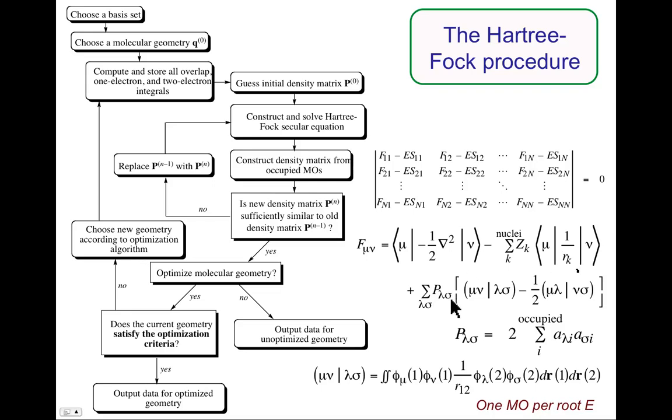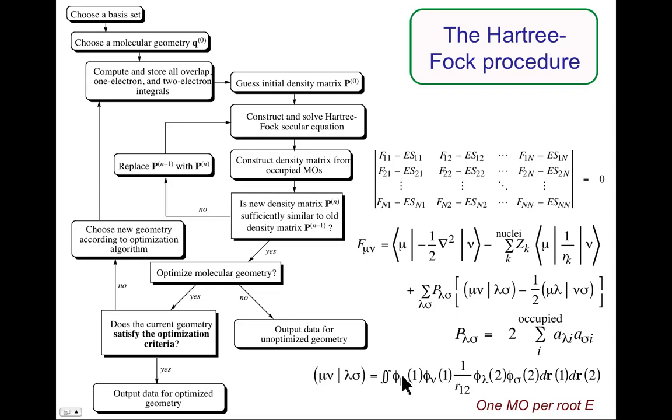And finally, here's where the electron repulsion comes in, and also the antisymmetry comes in. Were we not required to build antisymmetric wave functions, were the Pauli hypothesis somehow not true, we would really only have electron repulsion to worry about. So these are two-electron integrals. They run over mu, nu, lambda, sigma. And we've seen two-electron integrals before, but I'll just remind you.